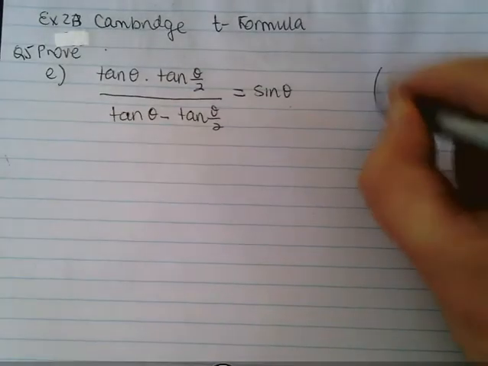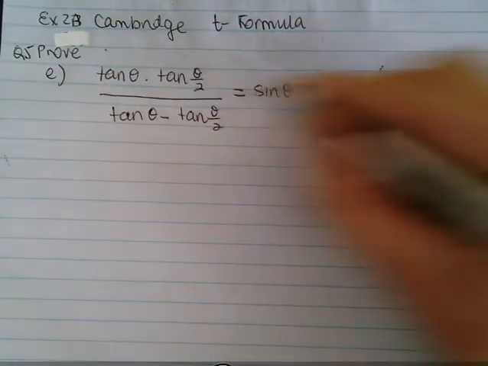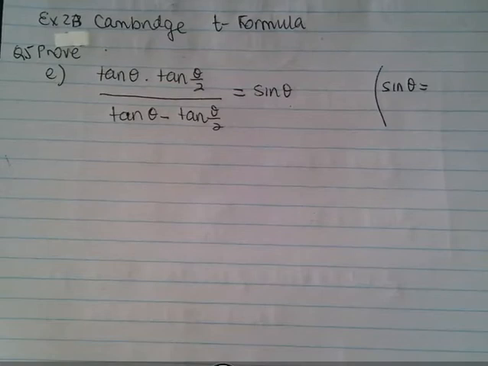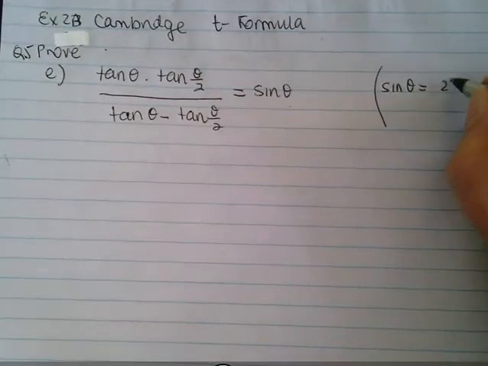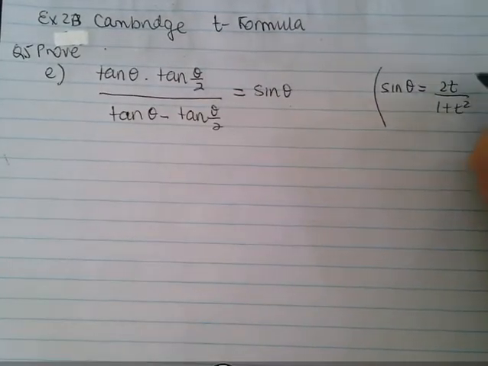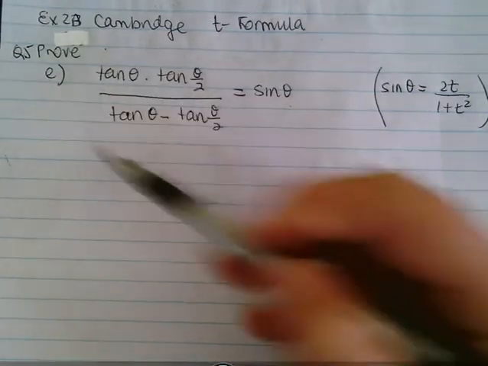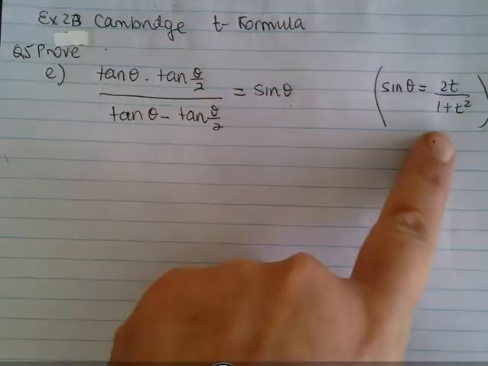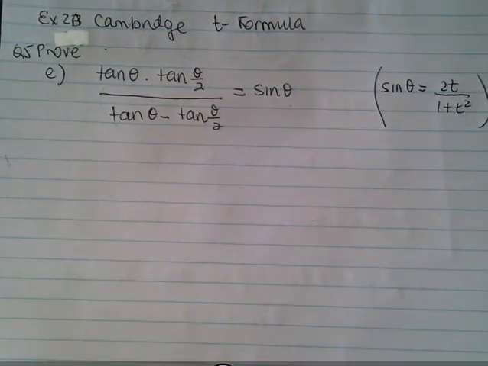All right, t results, obviously. What does sine theta equal in the t results? 2t over 1 plus t squared. In other words, when you manipulate this left-hand side, you're hoping to get 2t over 1 plus t squared, and when you do, we can write that equals sine theta. That's what we're aiming for.